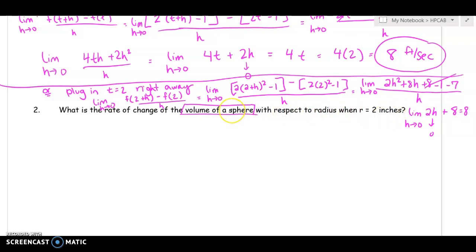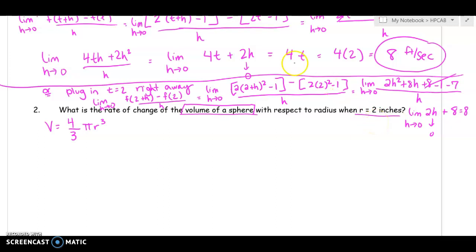Okay, so the volume of a sphere, if you remember it, great. Otherwise, you can look it up. But the volume of a sphere is 4/3 pi r cubed. Okay, that's the volume of a sphere. And what we want to do is find the rate of change when the radius is 2. All right. So it's kind of like the last problem. We're still going to be finding the limit. We can plug in 2 for r right away, or we can plug in 2 at the end.